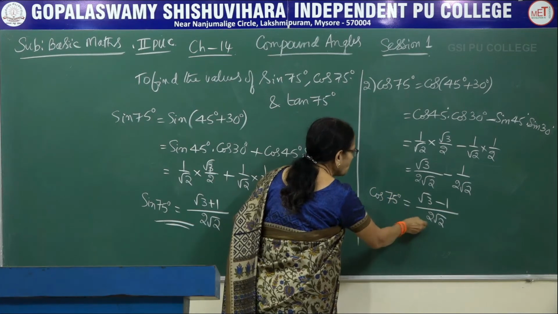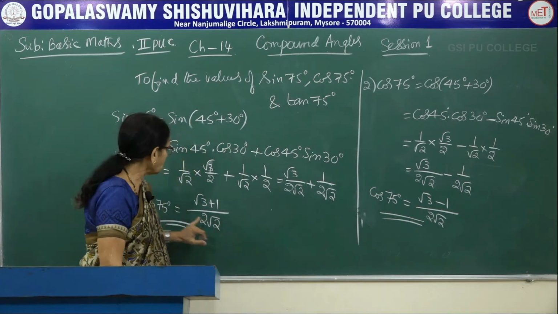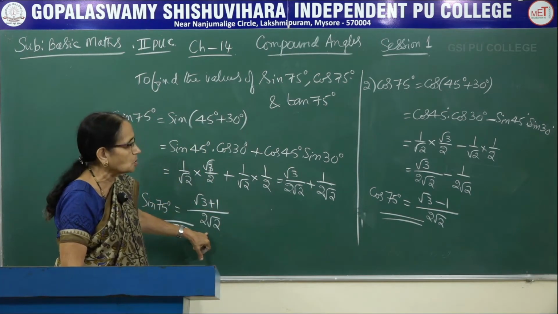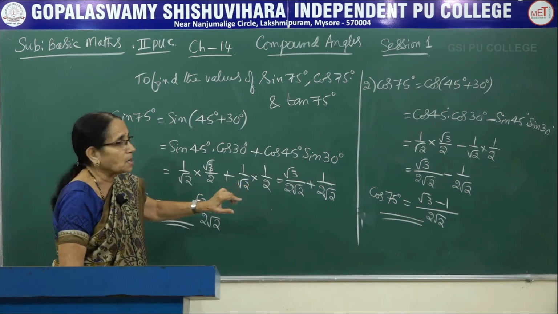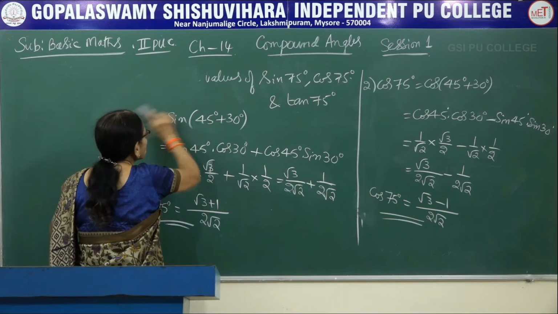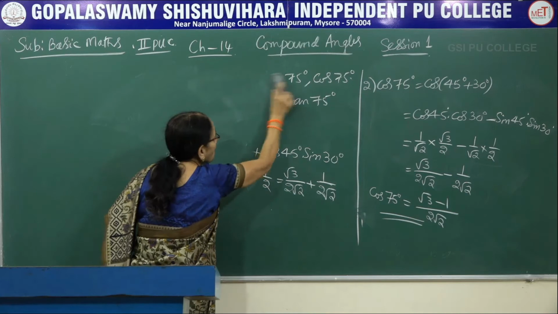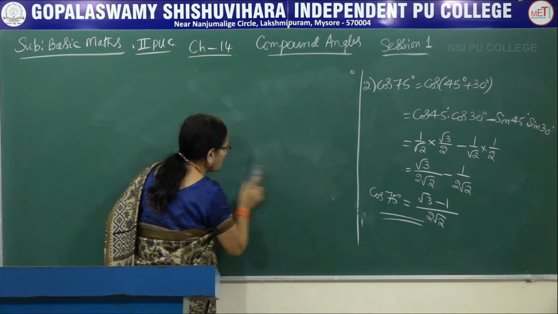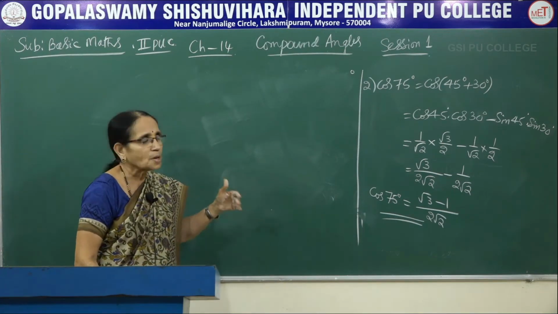cos of 75 degrees. So we have sine 75 degrees, root 3 plus 1 divided by 2 root 2. Cos 75 is root 3 minus 1 divided by 2 root 2. Now, these are the two standard values, like you had by-hearted the results of sin 0, sin 30, sin 45, like that. Even they come under the same category. Even these are known as the standard values.